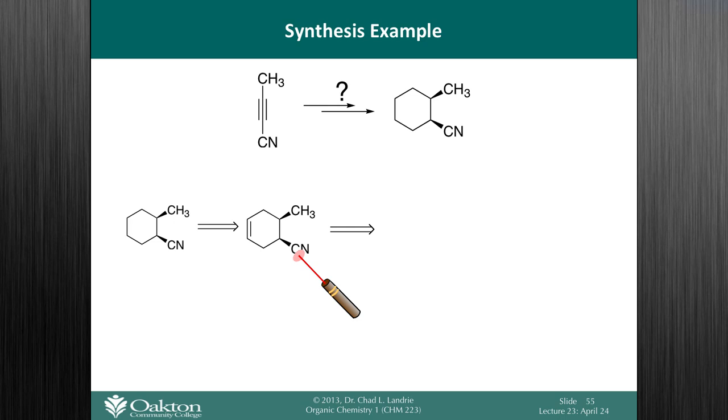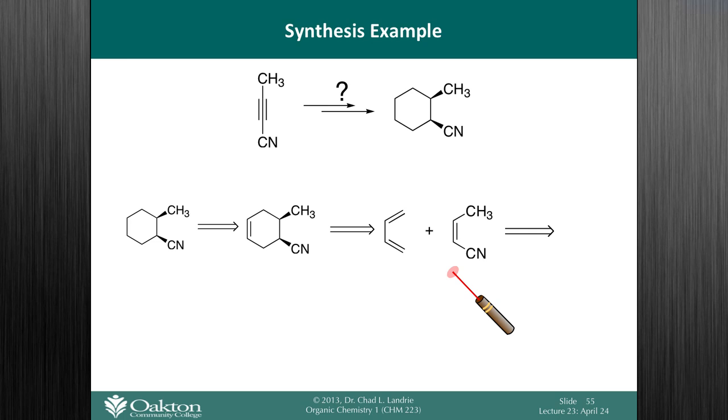If I work backwards, doing my retro Diels-Alder, my backwards Diels-Alder analysis, if this pi bond moves here, and this bond breaks, moving here, and this bond breaks, moving here, I think you can see the two pieces that I would need are this diene, 1,3-butadiene, and this alkene, this dienophile. But I haven't been given this dienophile in my reactant. So the question is, can I make this from this? And the answer is yes.